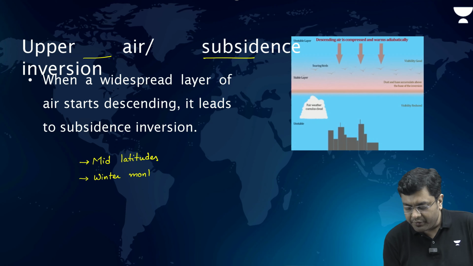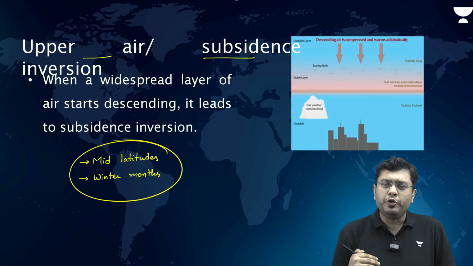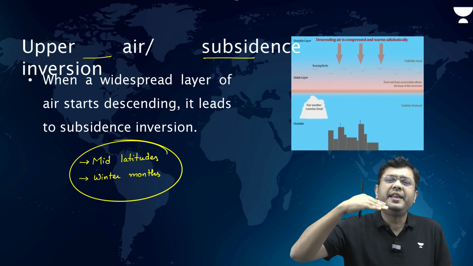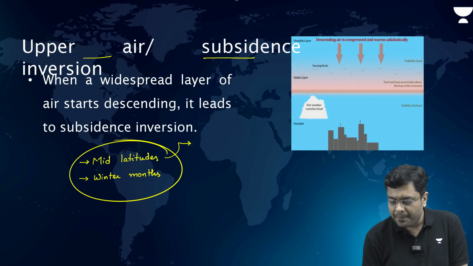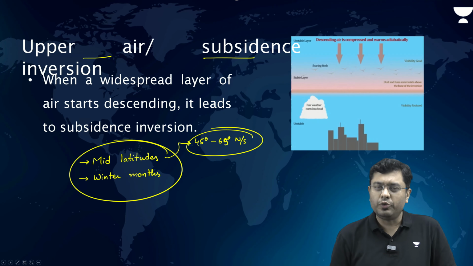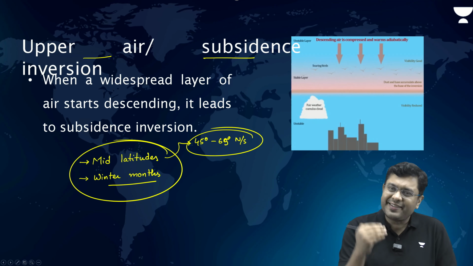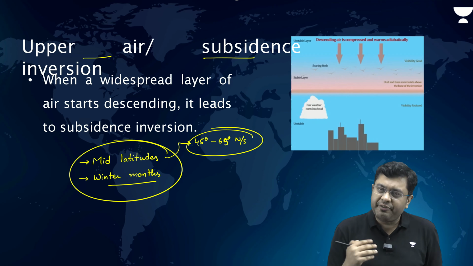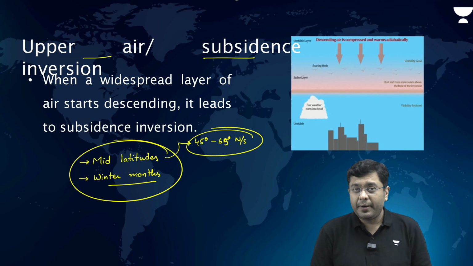That is when you observe this. Now, when we talk about mid latitudes, we are talking about 40 degree, 50 degree, 60 degree, north and south. That is the region that we are talking about, right? 45 degree to 60 degree, north and south, or 65 degree as well. Now, in these areas during the winter months, we can always expect that the ground surface will be very, very cold and the air near the ground surface will also be cooler.